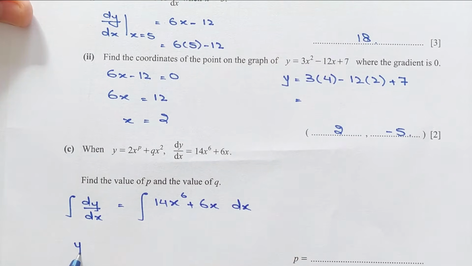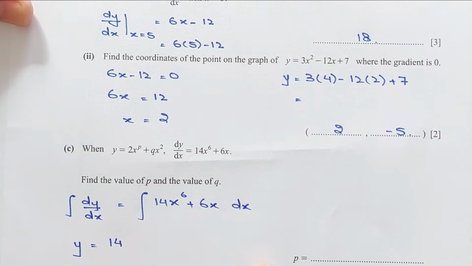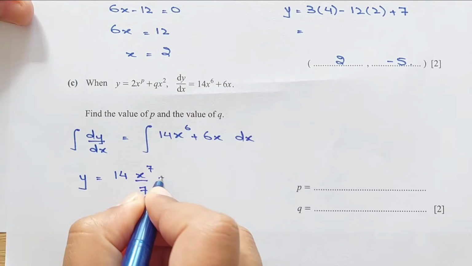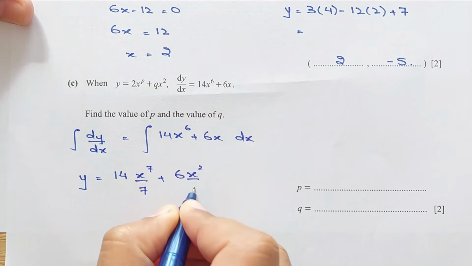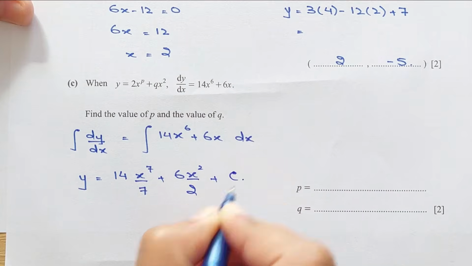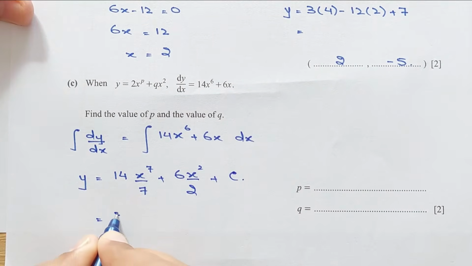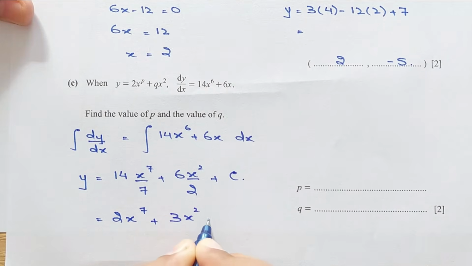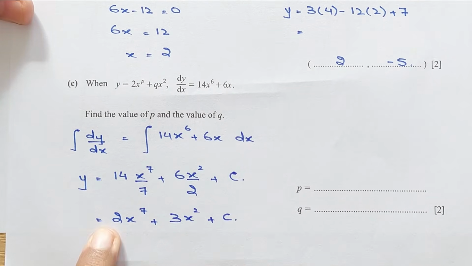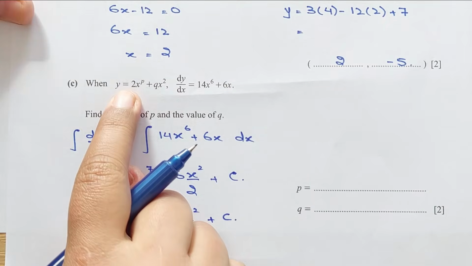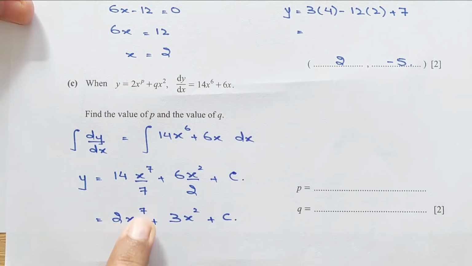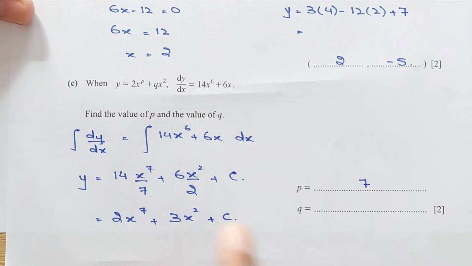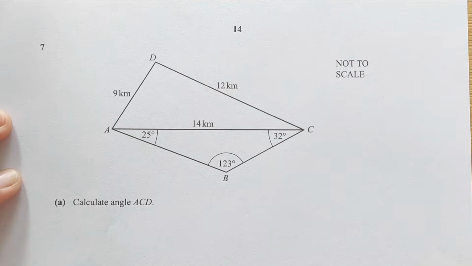So here we will get y equals 14 times the integration of x power 6, which is x power 7 over 7, plus 6 times the integration of x, which is x squared by 2, and plus some constant of integration, right? So we have 14 over 7 is 2, 2x power 7, and 6 over 2 is 3, 3x squared, plus some constant of integration. So if I compare this with the given y, 2x power p, so 2x power 7, so p is 7, and qx squared, so 3x squared, so q equals 3, right?